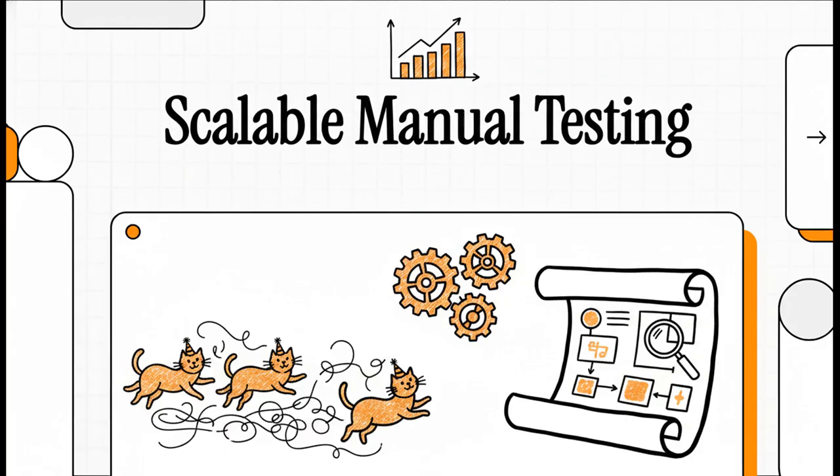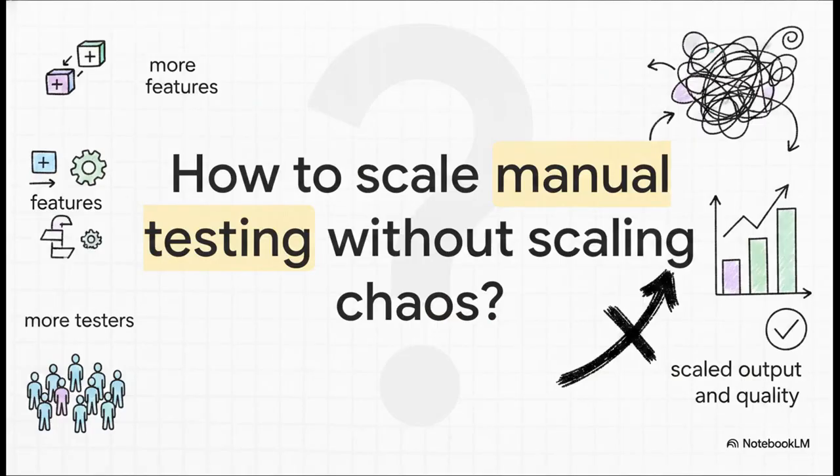Let's get into it. Here's the million-dollar question that software testers and QA managers face literally every single day. How do you scale manual testing without scaling the chaos? Think about it. You add more features, you throw more testers at the problem, and suddenly, bam, your perfectly smooth release cycle is just a tangled mess. We definitely want to scale our output and our quality, not our confusion, right?